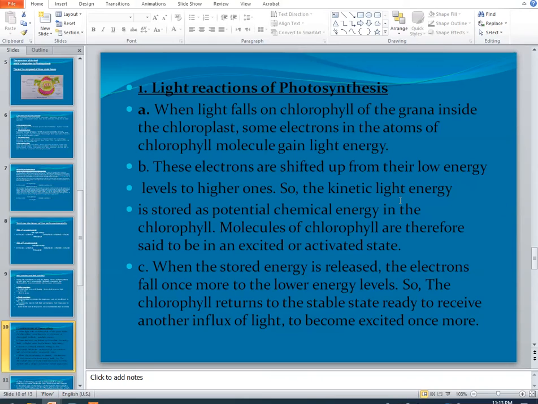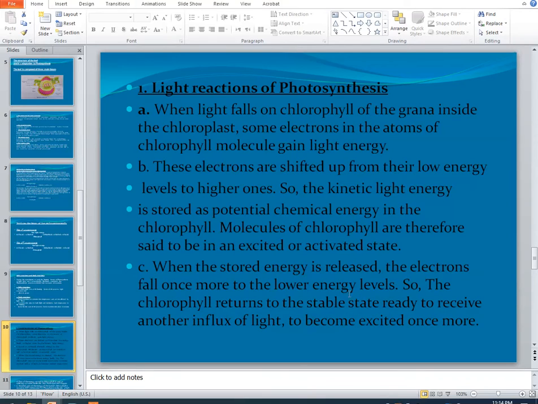Light reaction of photosynthesis. When the light falls on chlorophyll of the grana inside the chloroplasts, it gives its energy. The chloroplast absorbs energy, so some electrons of the chlorophyll atom are released. These electrons are shifted up from the lower energy to higher energy, so the kinetic energy is stored as potential chemical energy in the chlorophyll. Molecules of chlorophyll are therefore said to be in an excited or activated state.